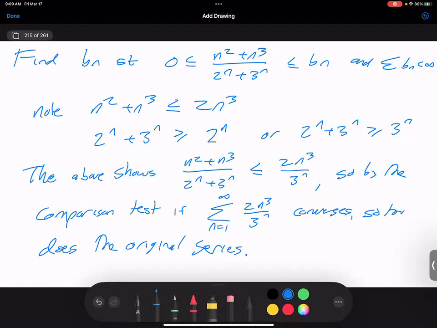Okay. So we've now reduced it to just studying the problem 2n cubed over 3 to the n. I just wanted to use the comparison test first to make the algebra easier. Do you want to use the root test? Do you want to use the ratio test? Any thoughts?